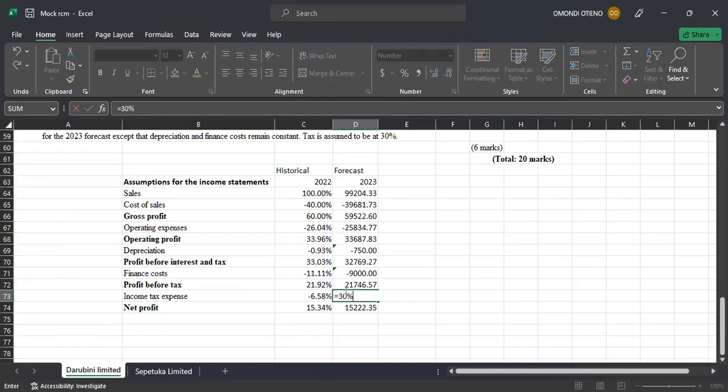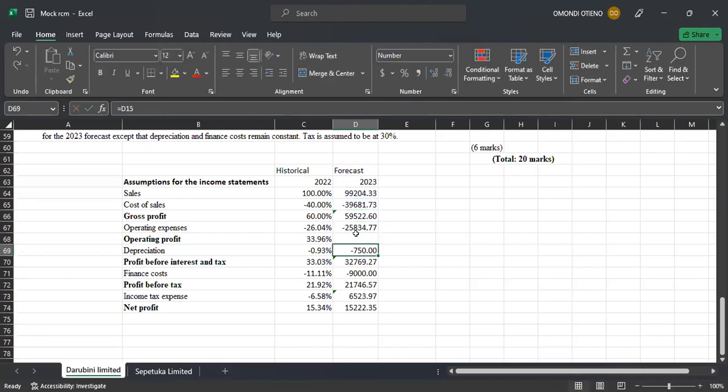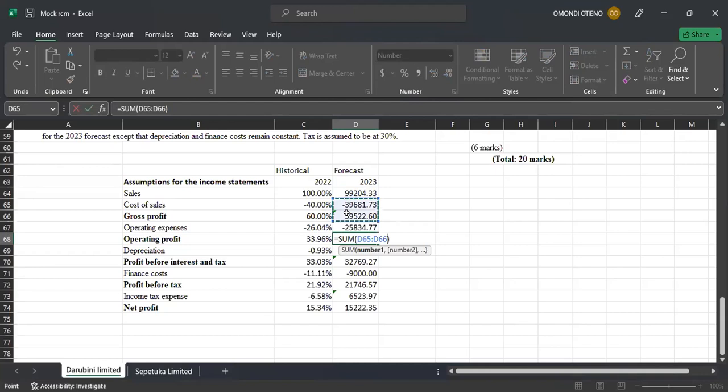What they want to see is, have you applied the instruction given to you? Even if the values will be the same at the end of the day, they want to see you applying that 30% of the profit before tax. So we now come here, our gross profit. Of course, if you do that, you are going to have the difference between these two, because you already have a negative. Just get the summation of these two to get the same value. You are now inserting formulas there.